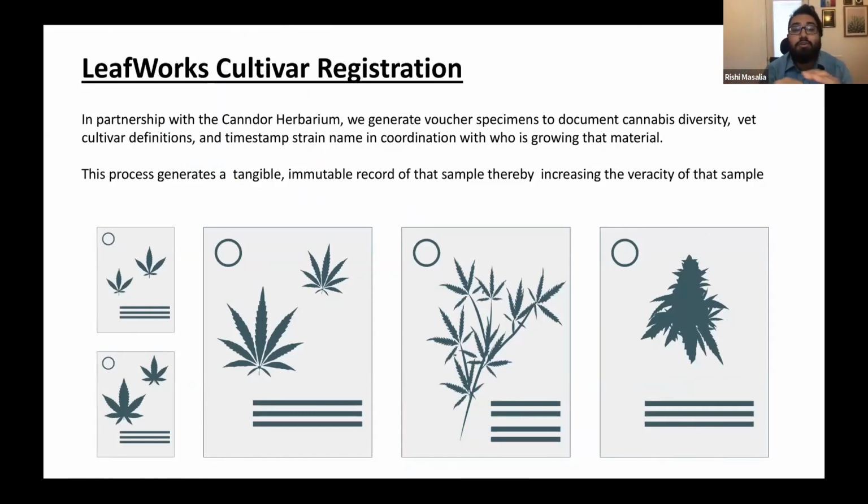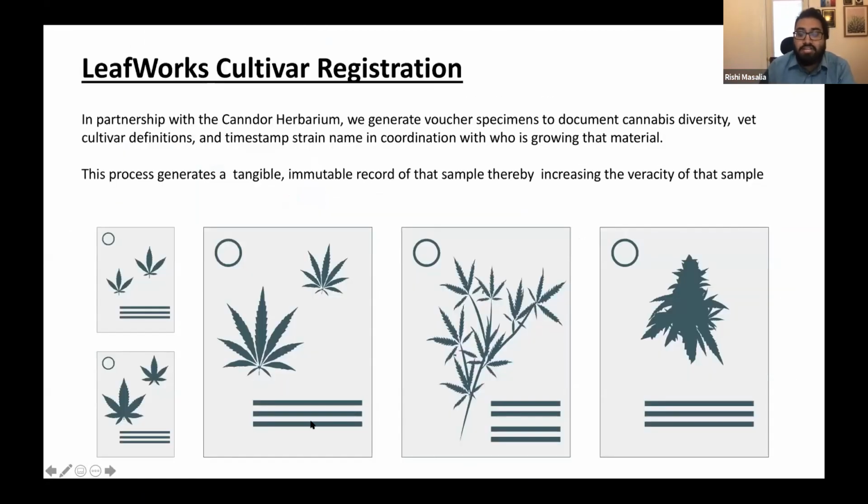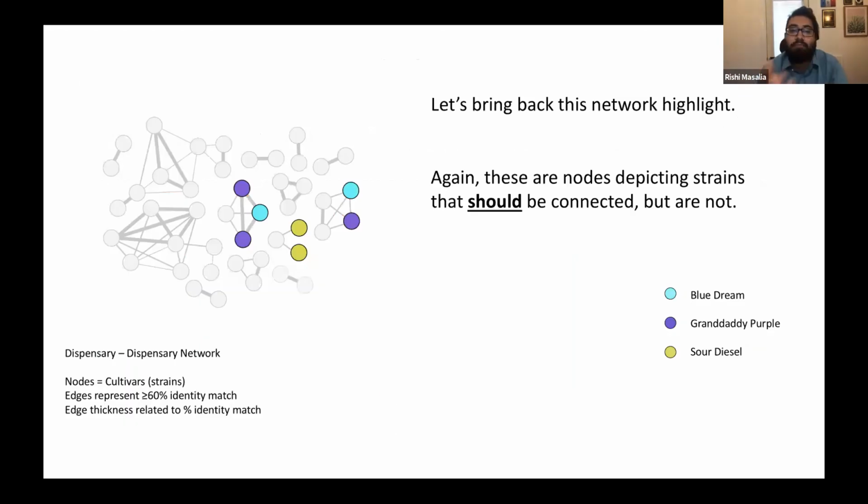So what this does is it creates a tangible, immutable record of a sample, which increases the veracity of that sample. This is how it's done in all other plants. And this allows you to say this data point of this genetic relationship goes back to something in these nodes. So for instance, one of these circles, one of these data points, would actually correspond to one of these immutable records, and that can be traced back to an actual plant rather than just being a data point. So this is the broad strokes, but what does that mean in terms of this network? How can this actually be a solution?